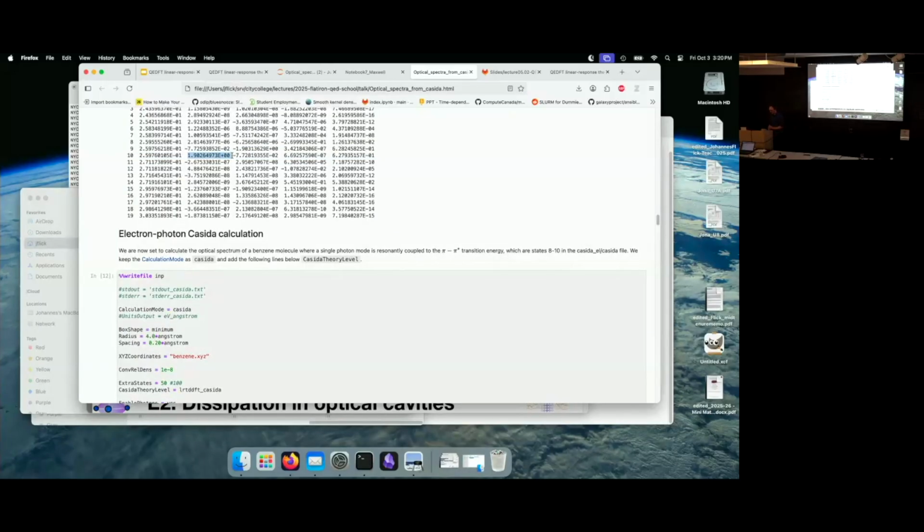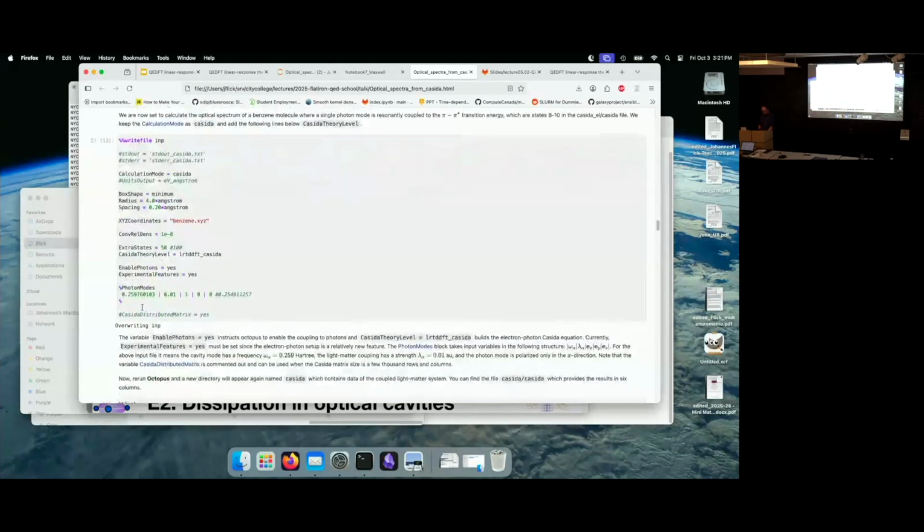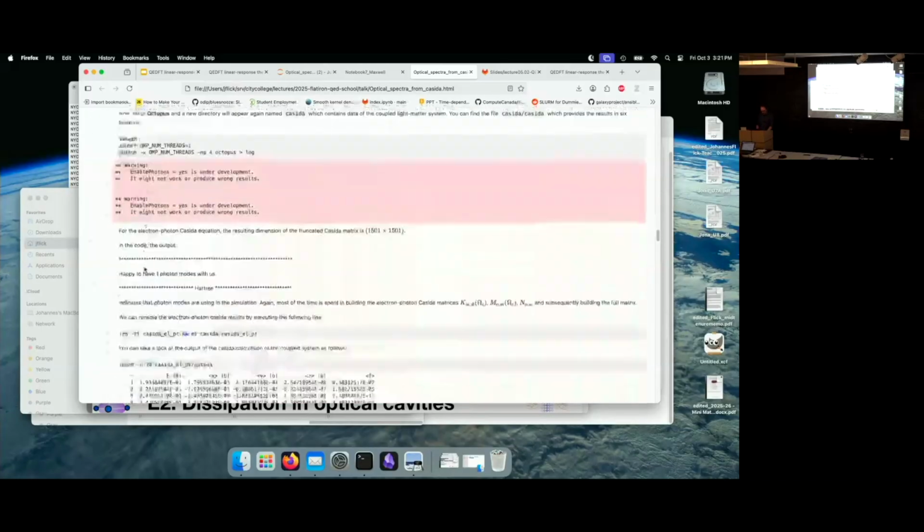So that's where we can couple the cavity to. That's the basic setup of this calculation. We specify the photon modes. Additionally, since we use photons, we have to set enable photon equal yes. So we activate these features and then we just run Octopus.